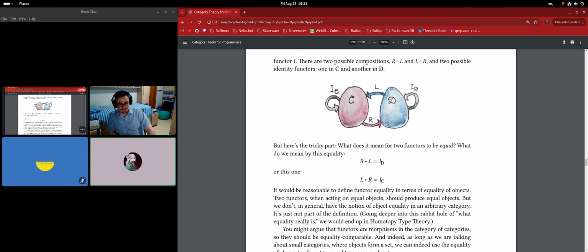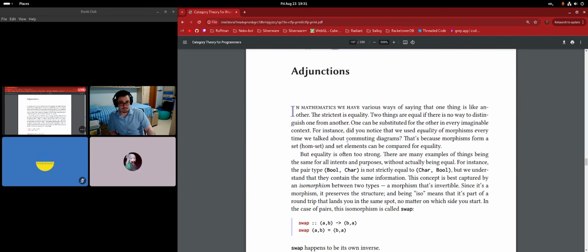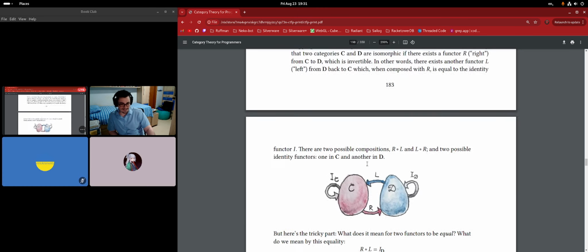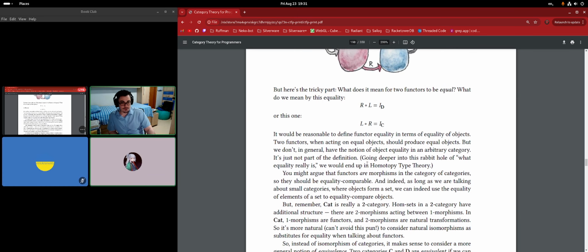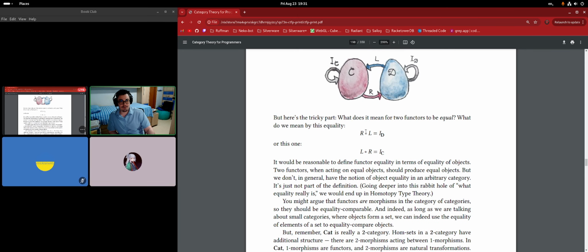As above, so below. What does it mean for two functors to be equal? That's the question we are trying to get around, because this is equality, and as we said in the beginning, equality is non-trivial stuff. It's also too strict sometimes. The book mentions this a few paragraphs back. It says here, the strictness of equality.